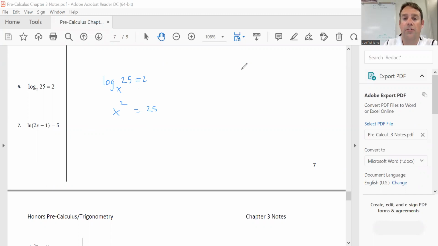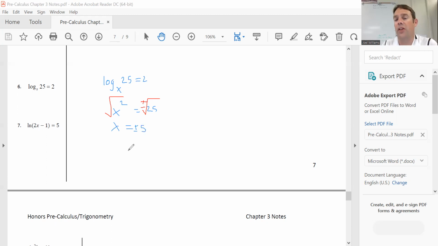All right, so now we're just going to take a square root here. So I'm going to square root both sides. There we go. So that means x is plus or minus 5.